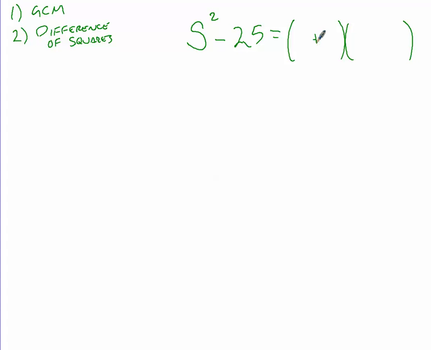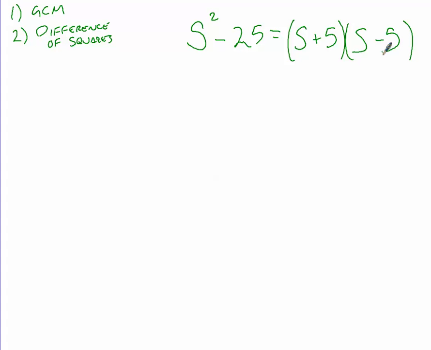It was addition and subtraction. So one is going to be addition, one is going to be subtraction. So the square root of s squared, what times itself is equal to s squared? s. So we're going to have an s here and an s here. What times itself is 25? 5. So we have successfully factored the difference of squares. Simple. Let's try another one.